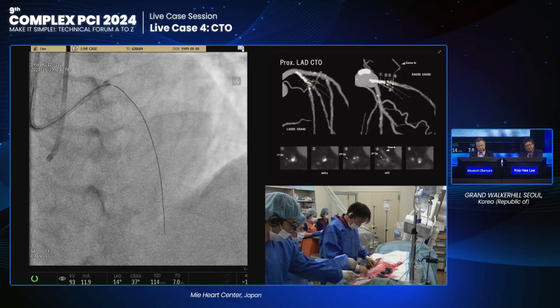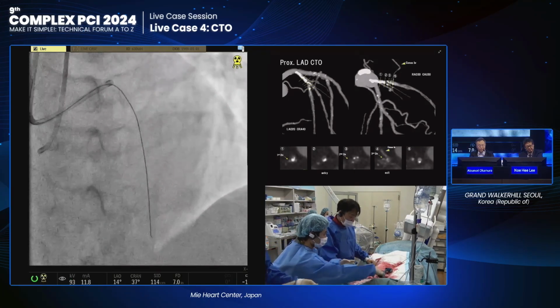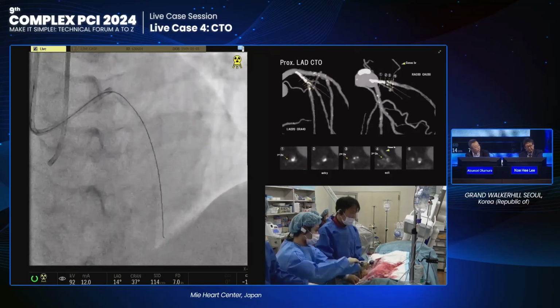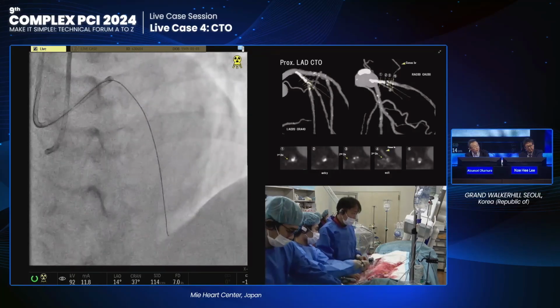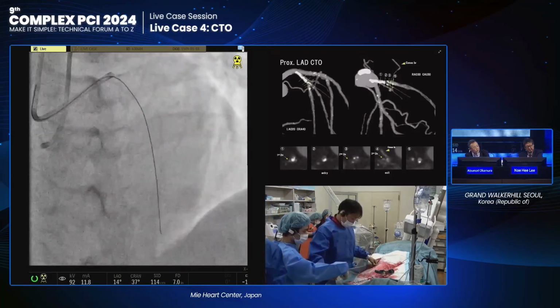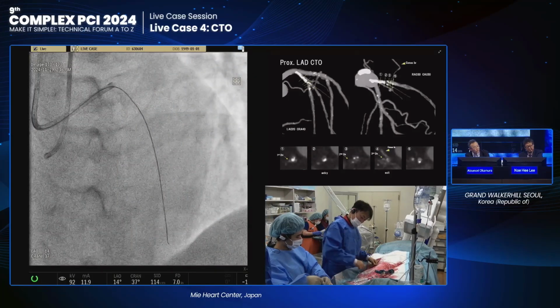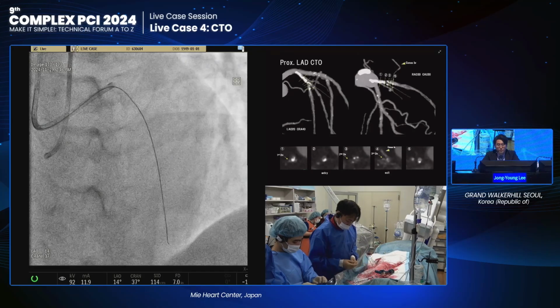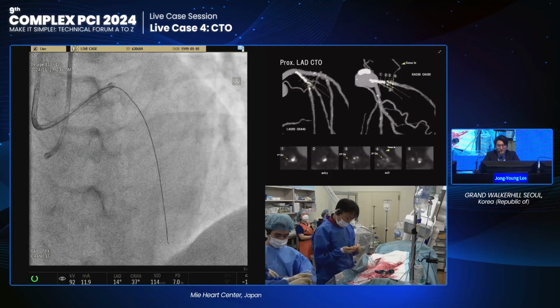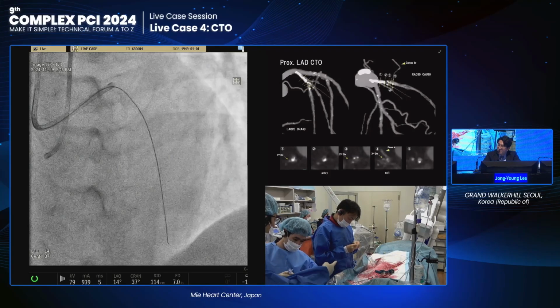Yes, yes. In this case, the preservation of the diagonal branch is really important. Sometimes the wire goes relatively subintimal in the diagonal takeoff region. So is there any specific technique or knowledge for saving the diagonal branch?